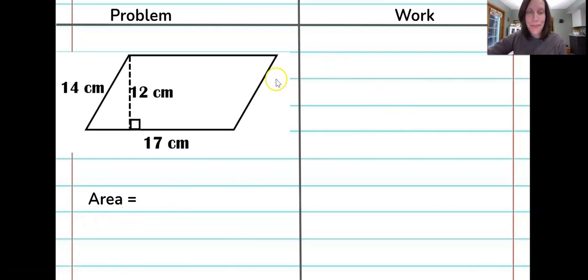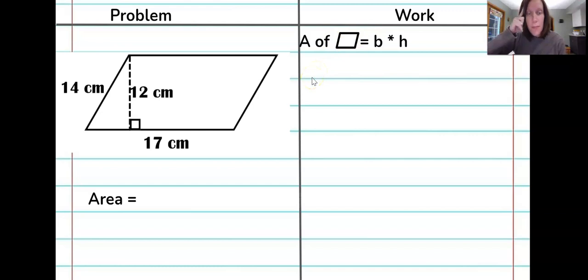Okay, so if we're trying to find the area of this parallelogram, the first thing you're going to do every single time is always write the formula. I just showed you the formula. It's area equals base times height. So on your work side, I want you to write this as well. Area equals base times height. And I drew a little parallelogram there too to remember that's what we're finding the area of.